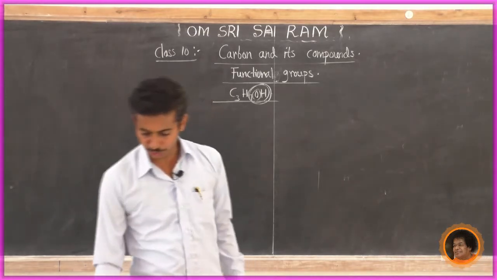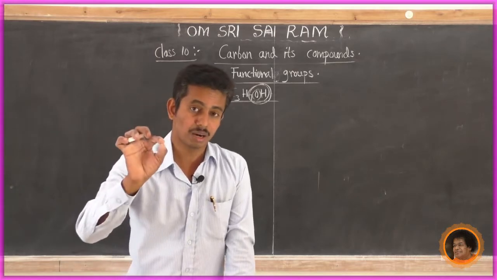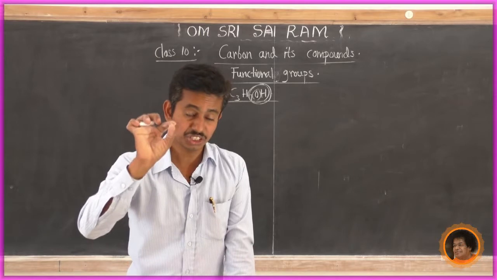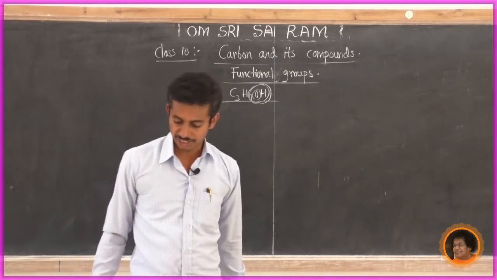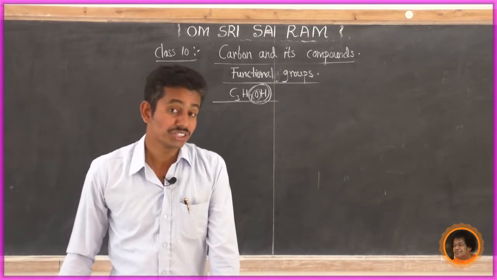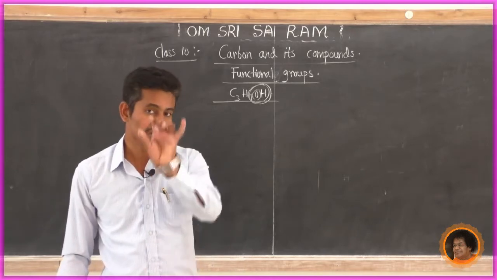Then we know that CHO means aldehyde. Aldehyde is an organic compound, I will explain later. In aldehyde, the functional group is CHO. Then ketone, an organic compound in which CO is the functional group. Then carboxylic acid, where COOH is the functional group.